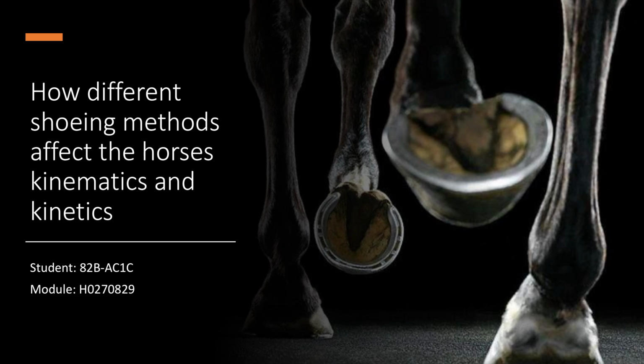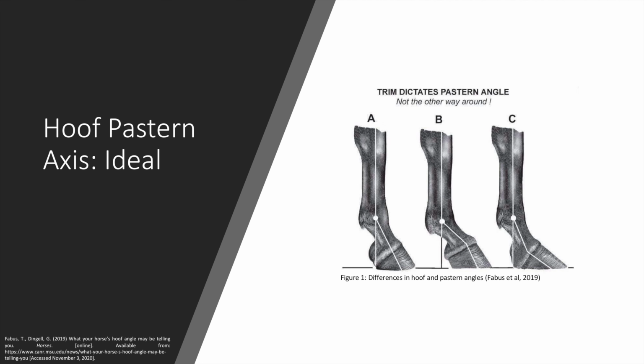This presentation will be covering the extrinsic factor of how different shoeing methods affect the horse's kinematics and kinetics. This presentation will focus mostly on the horse's hoof pastern axis and how shoeing horses affects the gait characteristics and the changes in the horse's biomechanics on the forelimb. As previously stated, this topic is an extrinsic factor due to the different trimming and shoeing methods having an effect on the horse's biomechanics while also being an external factor.